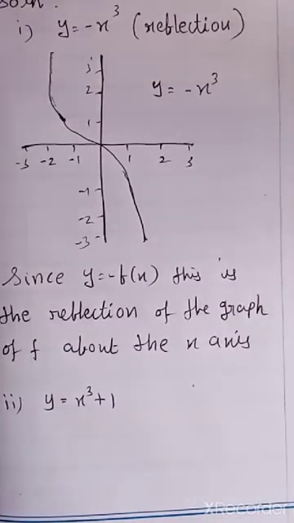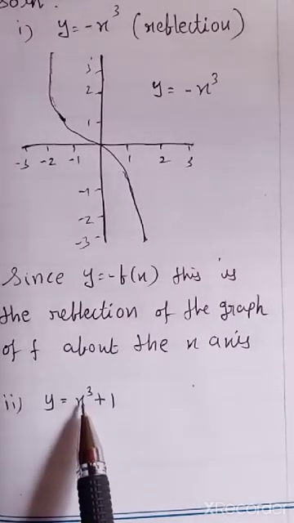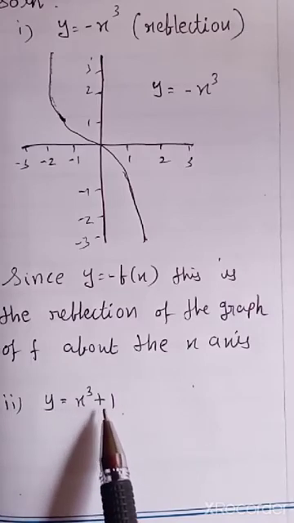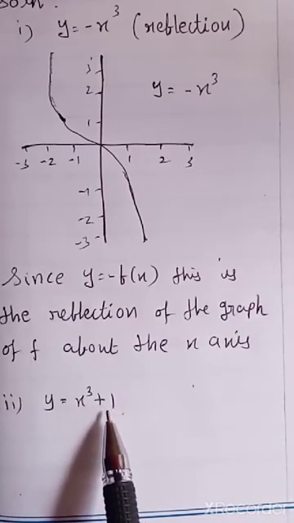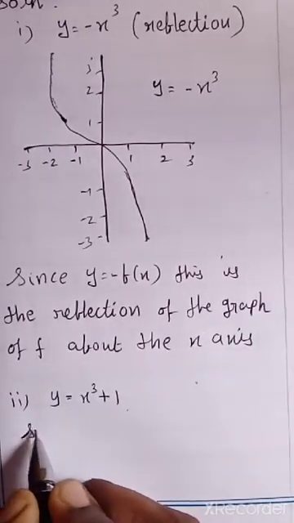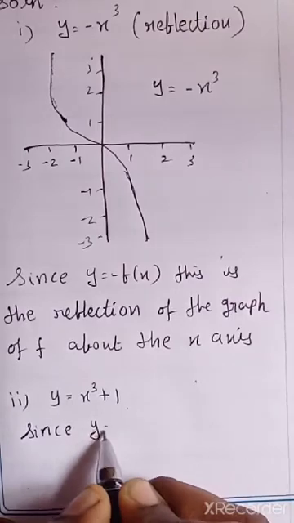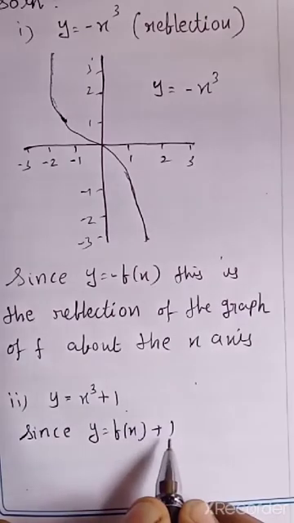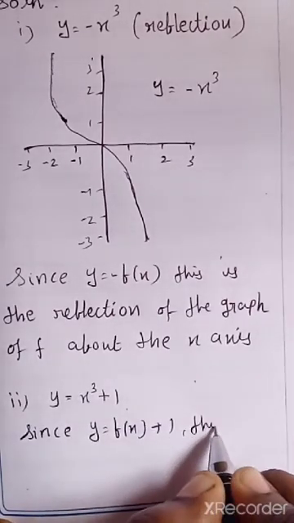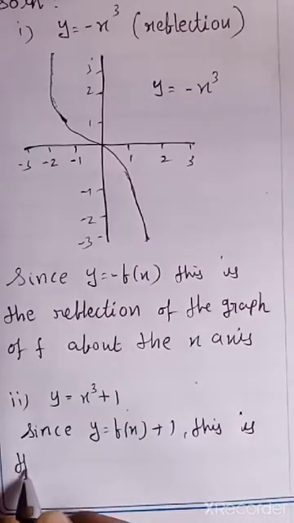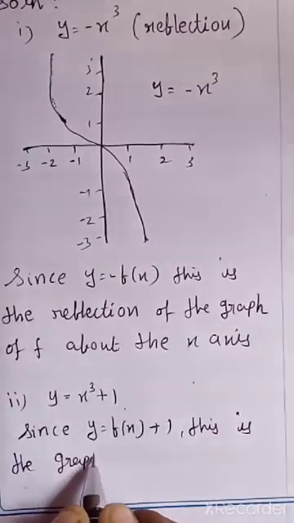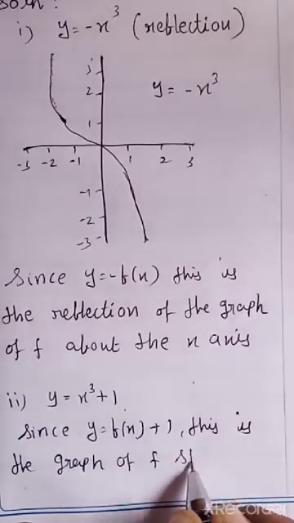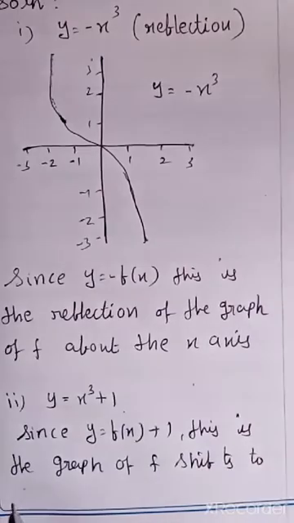And your second subdivision, y equal to x cube plus 1. Actually, what is the given function? y equal to x cube. So after x cube, we have added one constant, correct? So here we can write, since y equal to f of x plus 1, this is a format like this. x cube is your f of x, although we have added 1. So this is the graph of f of x. We have to shift it upward.